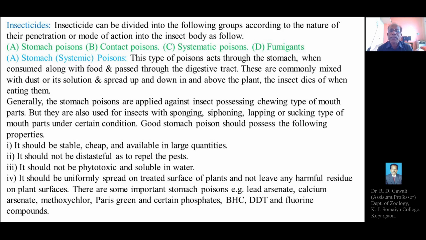on the plant surfaces. The stomach poison should not remain active for a longer period of time as a persistent residue on the plant surfaces. So there are some important stomach poisons.